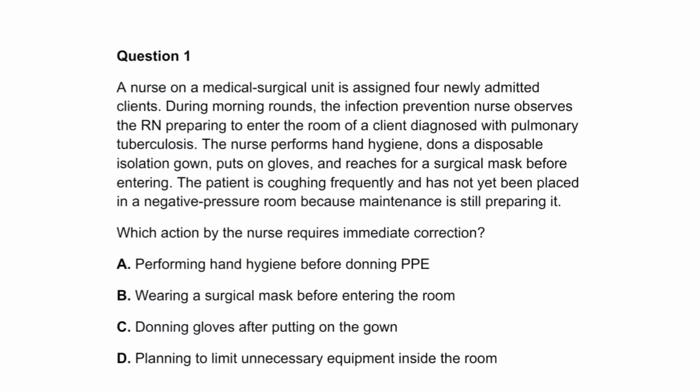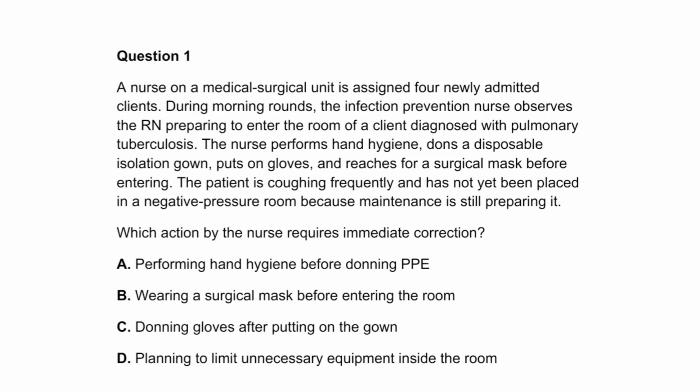Question 1. A nurse on a medical surgical unit is assigned 4 newly admitted clients. During morning rounds, the infection prevention nurse observes the RN preparing to enter the room of a client diagnosed with pulmonary tuberculosis. The nurse performs hand hygiene, dons a disposable isolation gown, puts on gloves, and reaches for a surgical mask before entering. The patient is coughing frequently and has not yet been placed in a negative pressure room because maintenance is still preparing it. Which action by the nurse requires immediate correction?